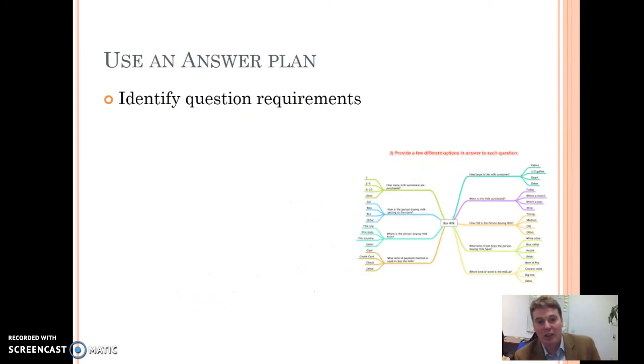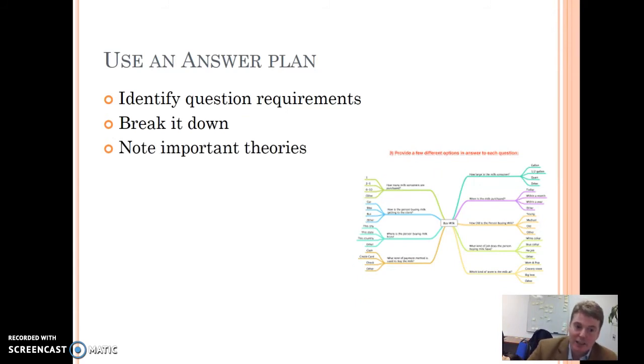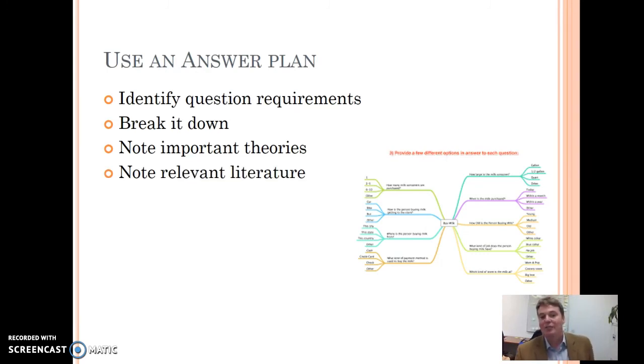So it's really important to identify the question requirements. What's it actually asking for? So break it down, underline the keywords. Then in your answer plan, think, what are the important theories? Am I going to use Porter's 5 forces? Am I going to use the value chain? And what am I actually going to throw at this question to try and answer it? What have I read that will actually help me, that will show that I understand it?